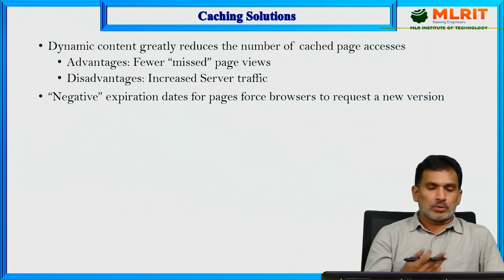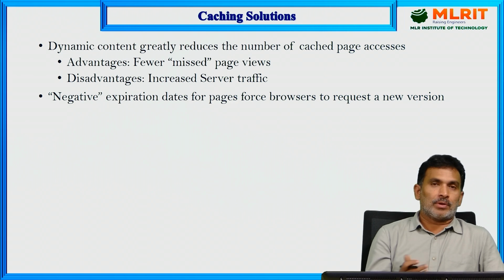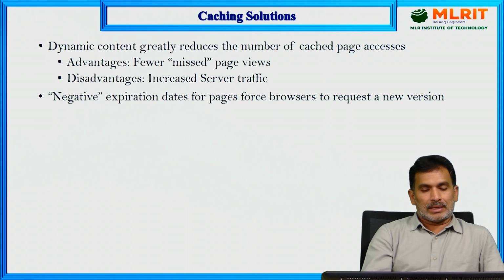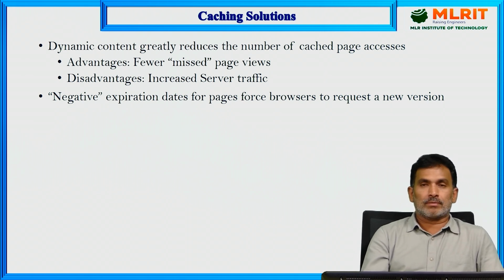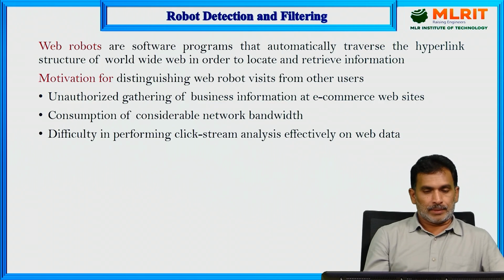So what are the solutions we have? Dynamic content greatly reduces the number of cached page accesses. So the advantage is fewer missed page views. The disadvantage is increased server traffic, because the number of cached pages greatly reduces. So a negative is that the expiration dates for the pages force the browsers to request the new versions. That is the negative aspect.